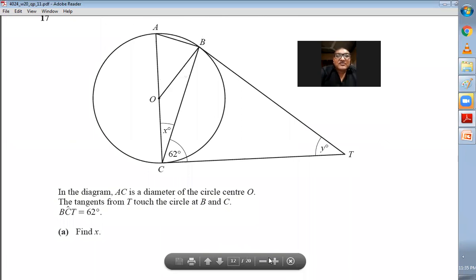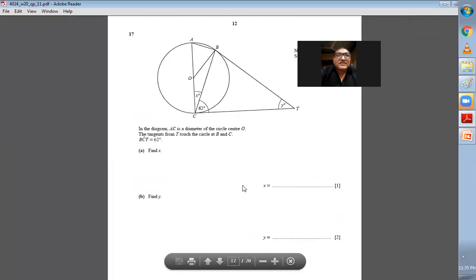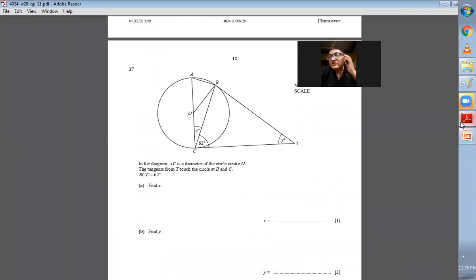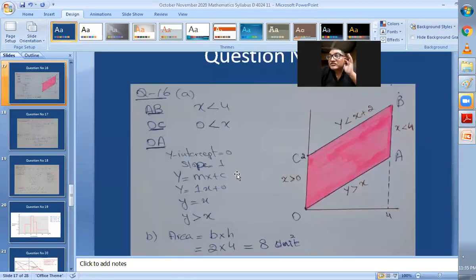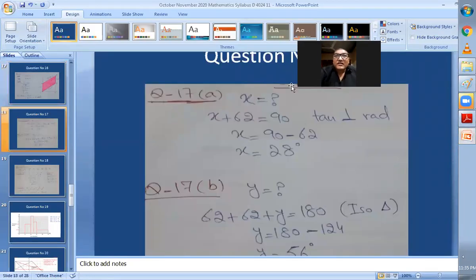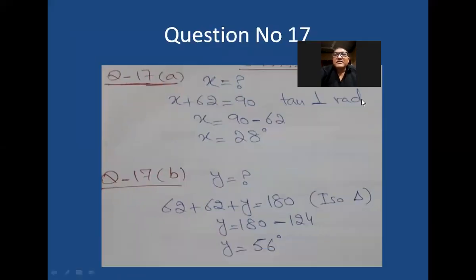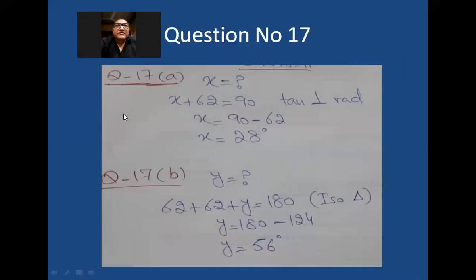And let me reduce the size. Okay, so this is the question. So let me show you my work. So here I have my work. Question number 17, A part, x is the question. So x plus 62 equals 90. Tangent and the radius are perpendicular to each other. That is the reason. So x is equal to 90 minus 62. So x will be equal to 28.